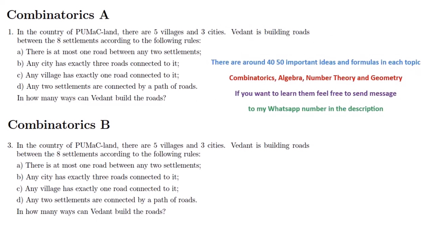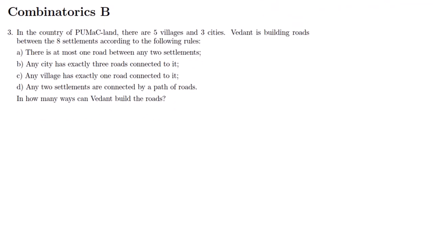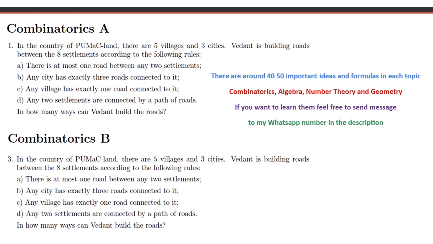Okay, so let's solve this one, or let's draw here. Here it says we have five villages and three cities. So C1, C2, C3, and V1, V2, V3, V4, V5. It says there is at most one road between any two settlements. Any city has exactly three roads connected to it. So here we have three, here three, here three. And any village has exactly one road connected to it. So 1, 1, 1, 1.